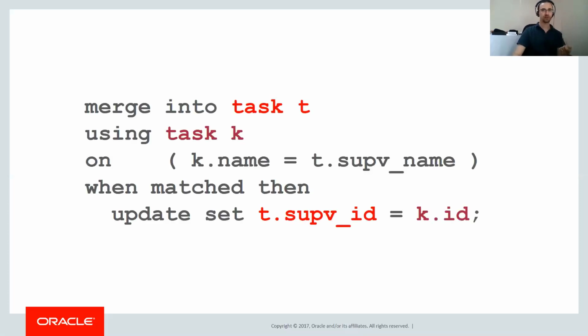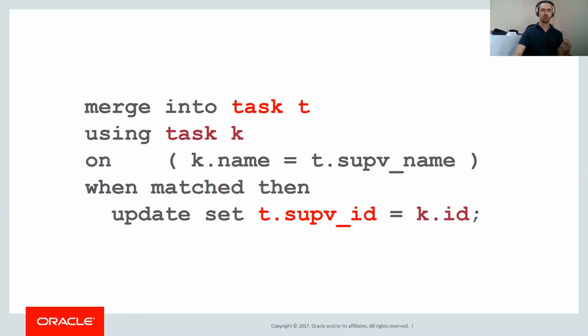So what we can do is write the merge statement like this instead. So what we've got is our task table, the supervisor rows that we want to update, and then the values that they're coming from. So we're doing the join in here, and then in our when matched clause, updating the IDs of those tasks that have supervisors.